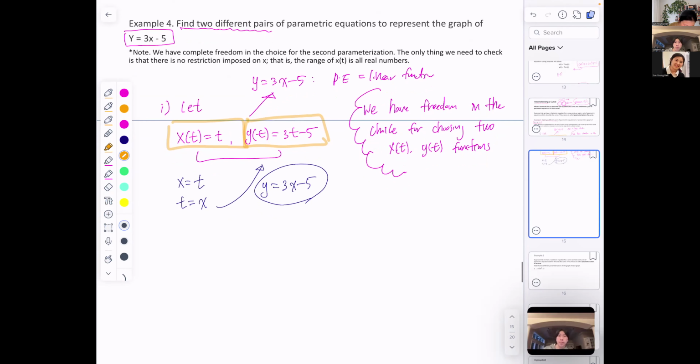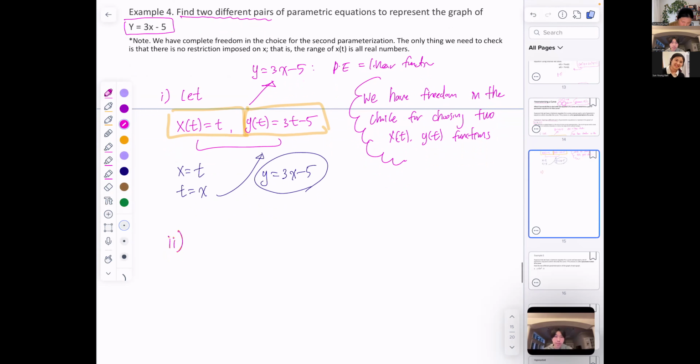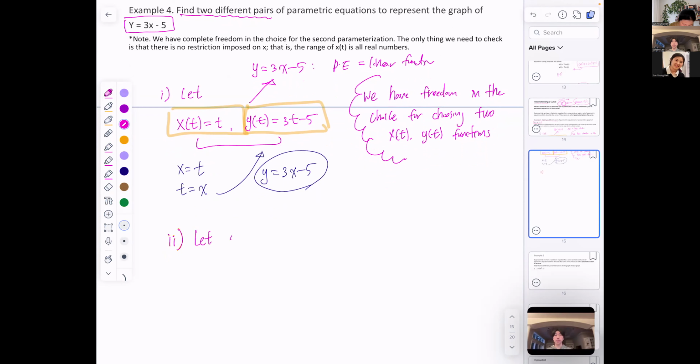Okay, so what other possible functions can you find out? What other functions can we find? Professor Ben, I'm just going to say let x(t) maybe be 2t? And y equal just the same.